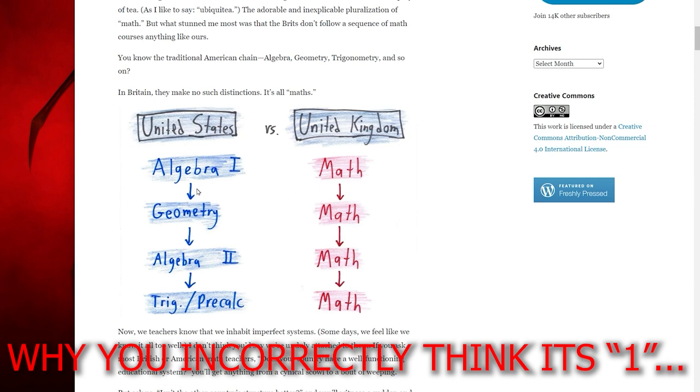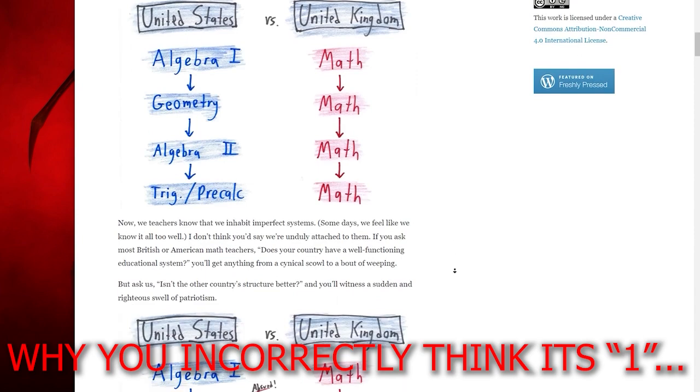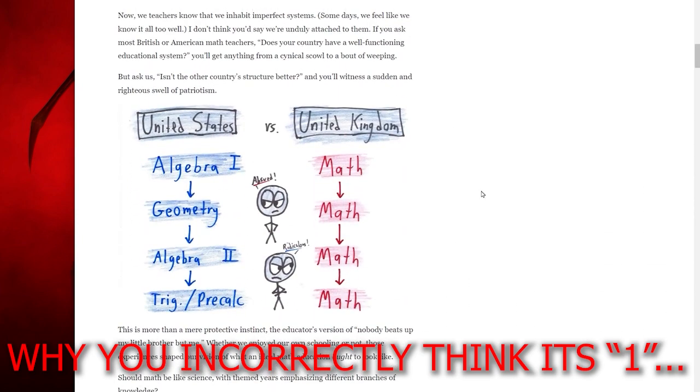In the United States, you're taught Algebra 1, Geometry, Algebra 2, Trig, Pre-Calc, etc. In the United Kingdom, you're taught math, math, math, math, math. You're not taught that there's any difference between traditional and non-traditional math. So, who is right?